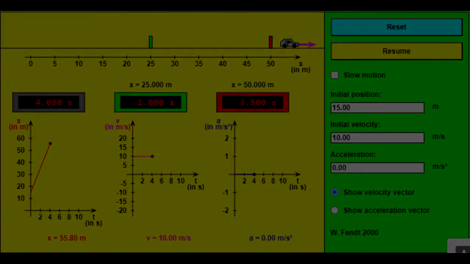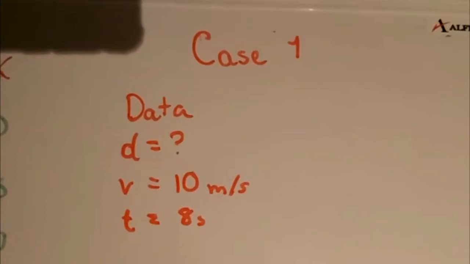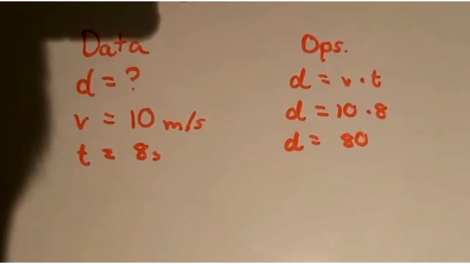So now let's find the velocity and the position if time is equal to 8 seconds. So in case 1, what we need to do first is to write down the data we already know. For instance, we know that velocity is at a constant of 10 meters per second and the time is 8 seconds. And what we don't know is the distance or final position of the car. We also know that distance is equal to velocity times time.